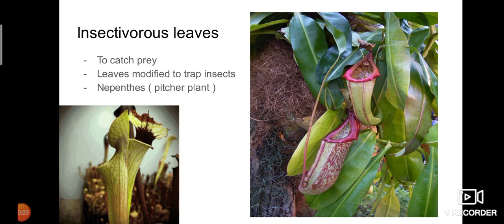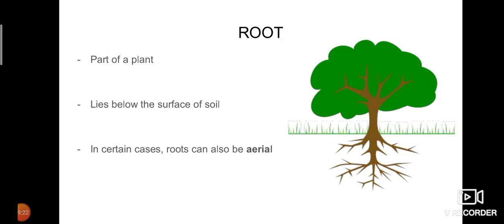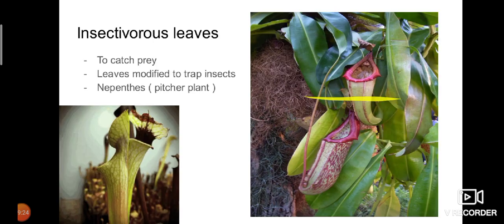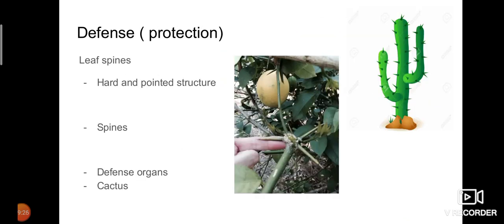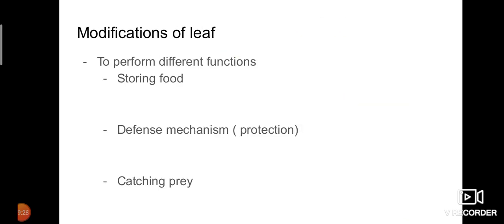Insectivorous plants means, again, they feed on insects. The best examples are the pitcher plant, otherwise called Nepenthes, and another example is the Venus flytrap. So these are the modifications of leaves. I repeat, what do you mean by modification of leaves? In some plants, leaves are also modified like stem, and they do some different function.